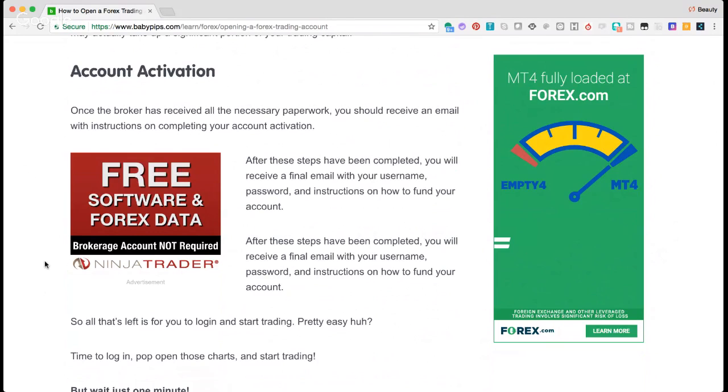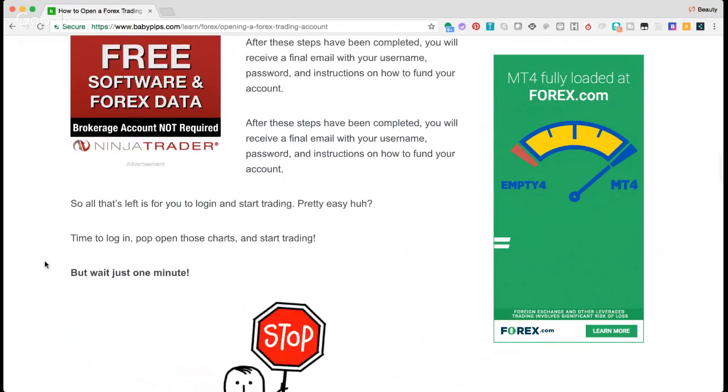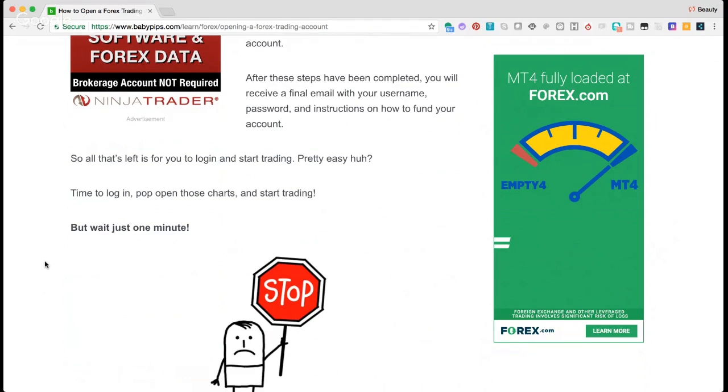After these steps have been completed, you will receive a final email with your username, password, and instructions on how to fund your account. So all that's left is for you to log in and start trading. Pretty easy, huh? Time to log in, pop open those charts, and start trading.